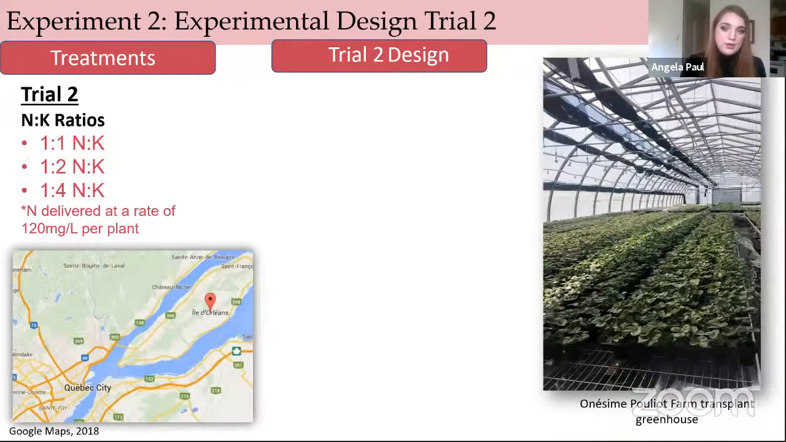So then the second part of this experiment, I wanted to compare the nitrogen and potassium ratios because I felt that potassium could also have a significant effect on flower bud induction. So for this experiment, I compared 3 different ratios of nitrogen to potassium. I looked at a 1-to-1 ratio, a 1-to-2, and then a 1-to-4 ratio. And then nitrogen, similar to the control in my first part of this experiment, was at 120 milligrams per liter per plant.